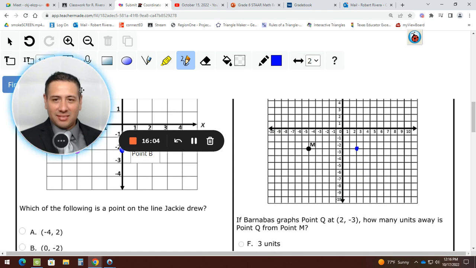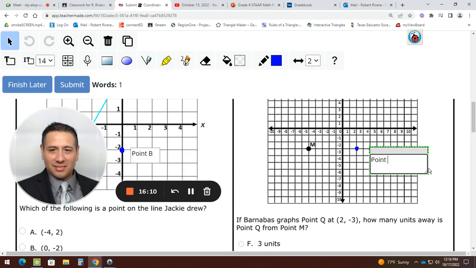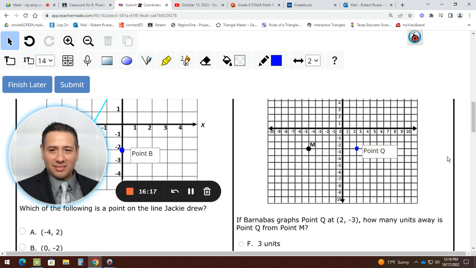What's the name of this point? Point Q. So I'm going to get my text box, click here and say, okay, you are point Q. Drag this smaller. There's my point Q. Now they want to know how many units away point Q is from point M.